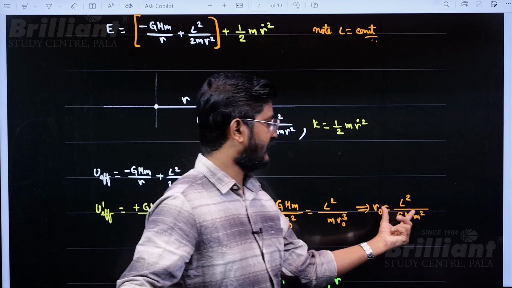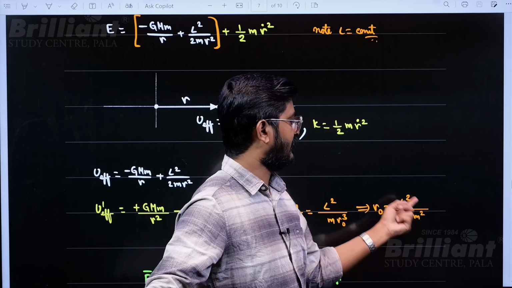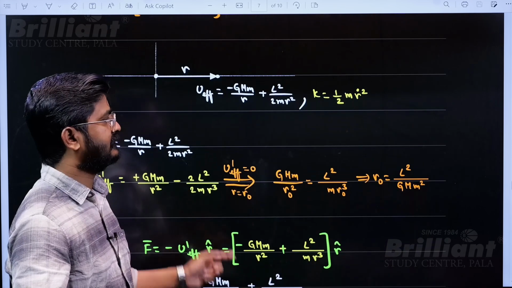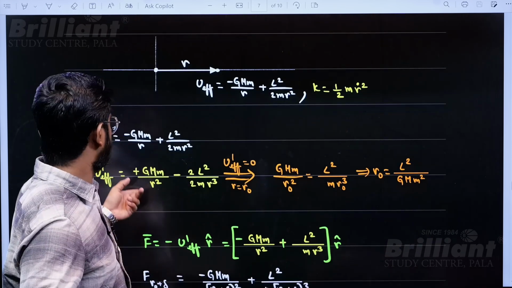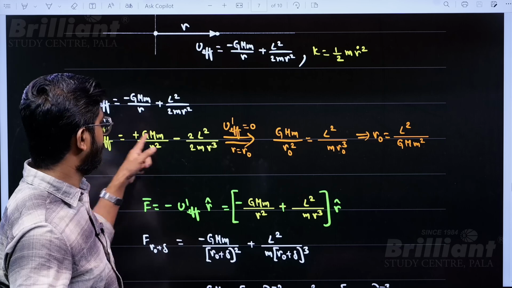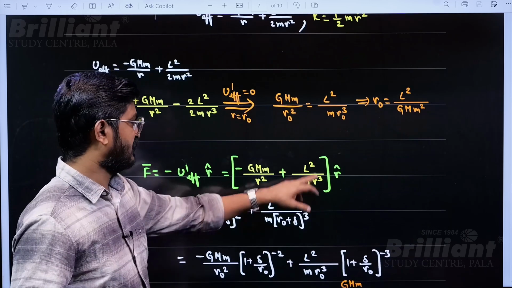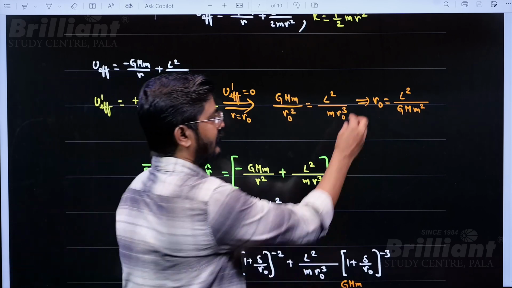That will happen at this particular r0, for a given angular momentum. Now I need to slightly disturb it and see which direction the force is acting. So if u dash is this much, then the force is going to be negative of this in the r cap direction. So this is the force, but I need to see what will happen if I disturb.